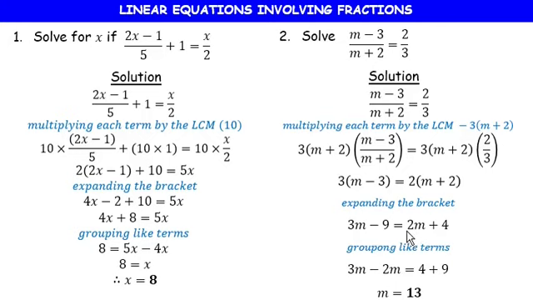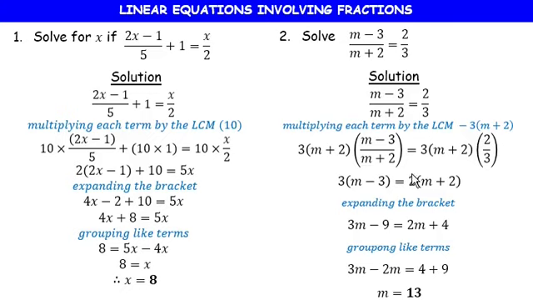And then the next thing is to group like terms. So you bring the 2m to the left side, and then you take the negative 9 to the right side. Because it is positive, when it crosses, it becomes negative. So you have 3m minus 2m is equal to 4 plus 9. So our m will give us 13. As simple as that.